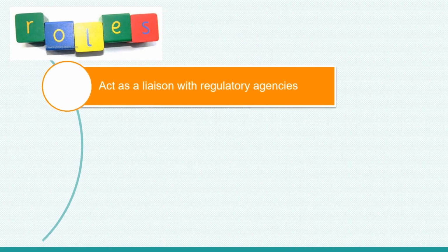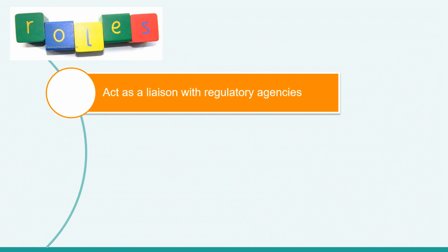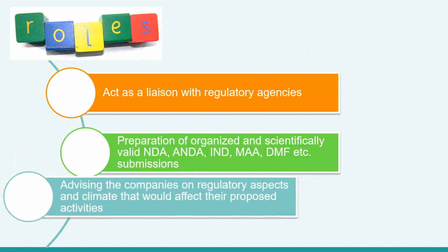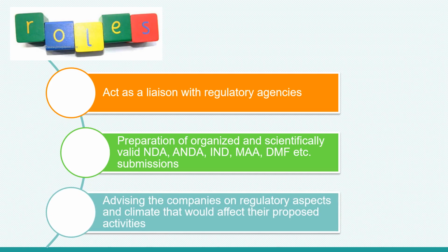Roles of regulatory affairs. Regulatory affairs acts as a liaison with regulatory agencies or regulatory authorities. Regulatory affairs prepares organized submissions or documentation. Some examples are NDA, ANDA, IND, MAA, DMF, etc. They also advise companies on regulatory aspects and the climate that would affect their proposed activities.